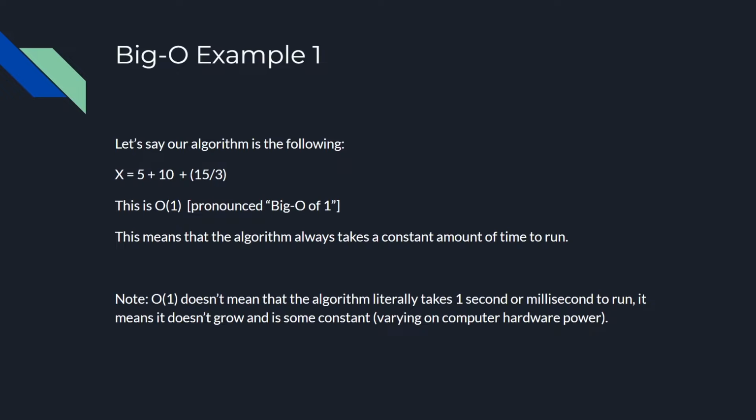Now, this doesn't mean when I say O of 1 that the algorithm will take 1 second or a millisecond to run. It has nothing to do with how fast the program runs. It just signifies that this algorithm will not grow in time or, in this case, space complexity also as the input increases with size.